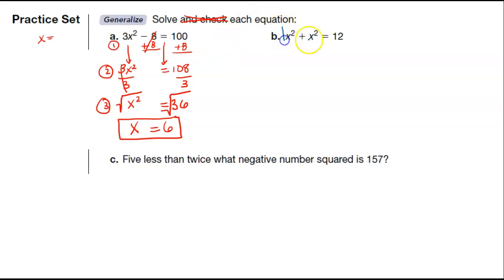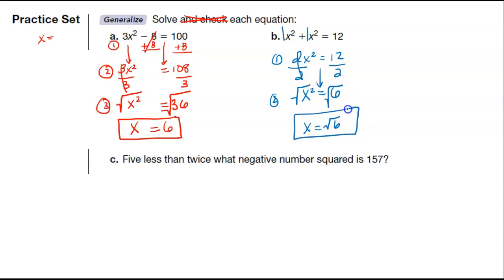So here I have 1x squared plus 1x squared, 2x squared equals 12. I'm going to divide by 2, divide by 2. 2 over 2 is 1. I have x squared. My equals comes down, and I get 6. Then I'm going to take the square root. So this is step 1, this is going to be step 2. So square root of that, square root of that. So I have x is equal to the square root of 6. I'm going to leave it like that because that is not a perfect square.